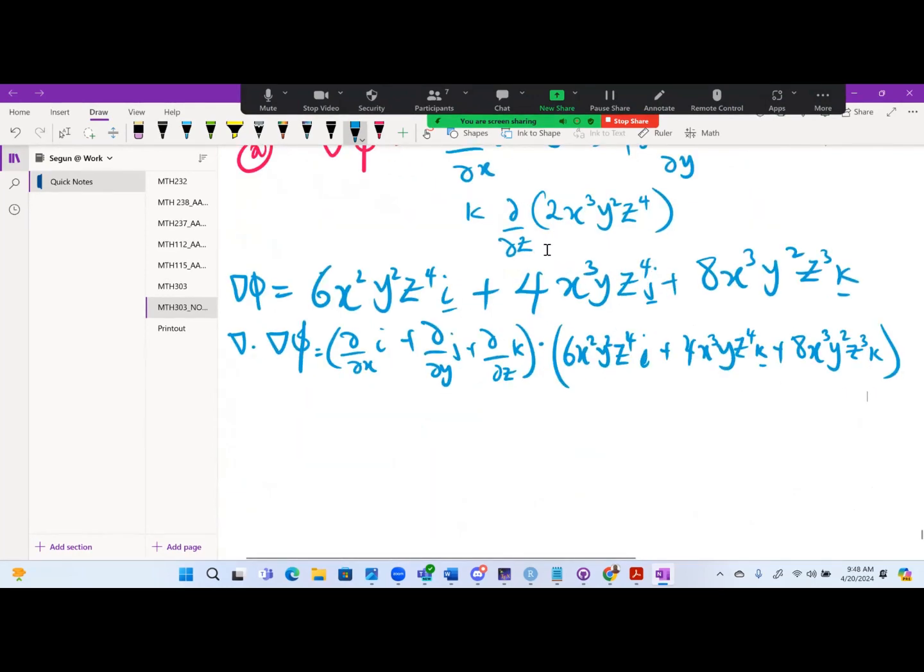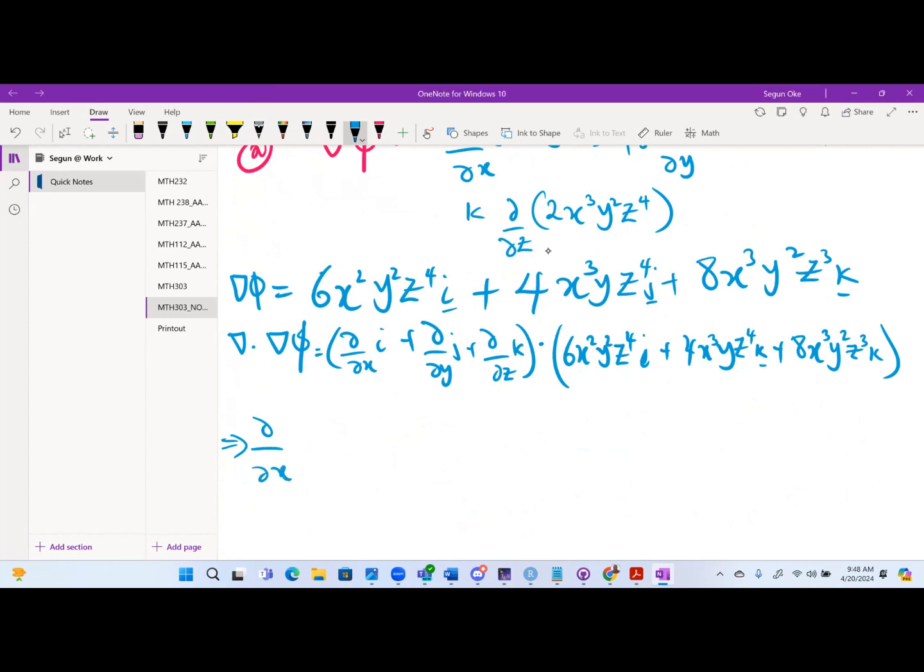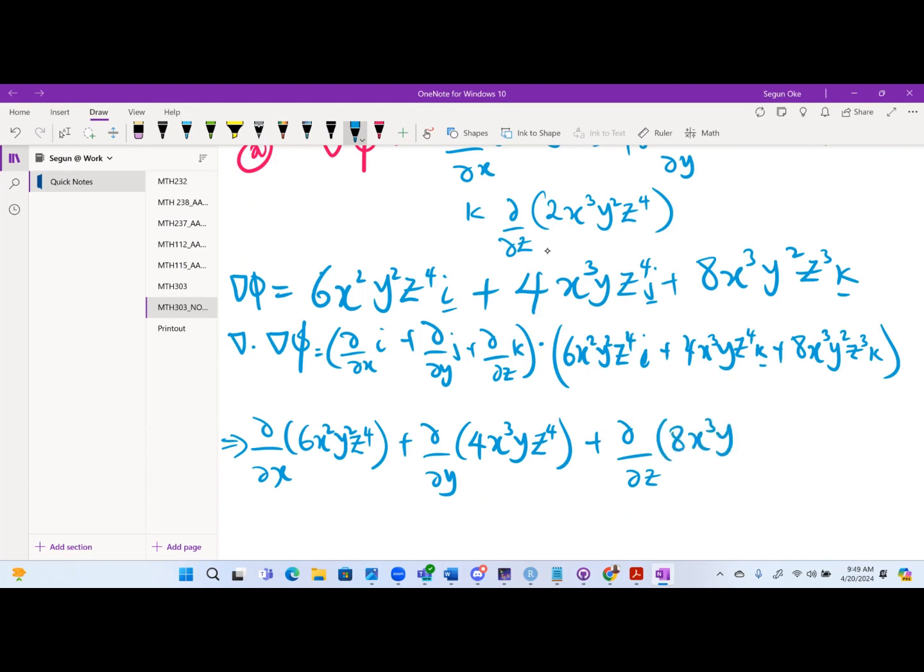So all we need to do is go component by component. d/dx of 6x squared y squared z^4, plus d/dy of 4x cubed y z^4, plus d/dz of 8x cubed y squared z cubed.